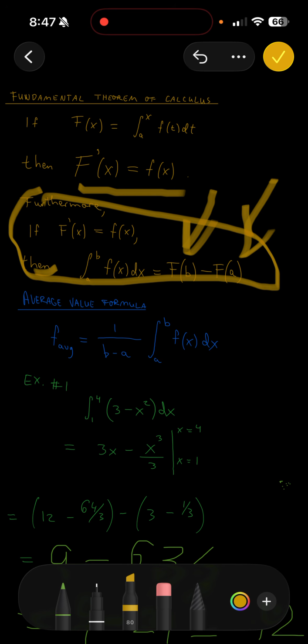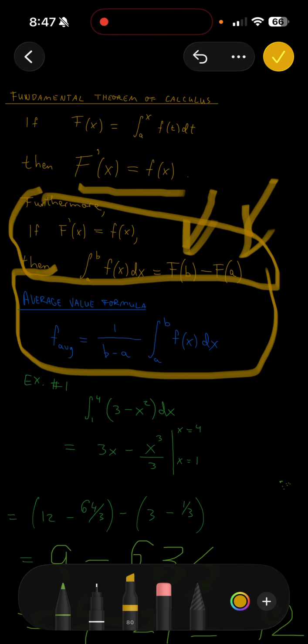Another thing I threw in here was the average value. So basically, if you want the average value of f, the function, you just take that integral from a to b, and then you divide the whole thing by b minus a down here.